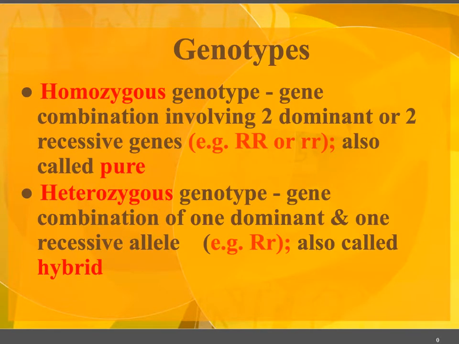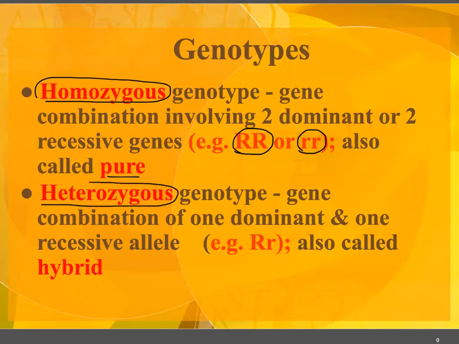So genotypes come as homozygous when we're talking, again, the dominant and recessive versions. So this would be a homozygous dominant genotype, but here we have a homozygous recessive genotype. These are also sometimes called pure strains or the pure parents. Then heterozygous genotypes are when it's a hybrid situation, so that you have one allele that's dominant and one allele is recessive.